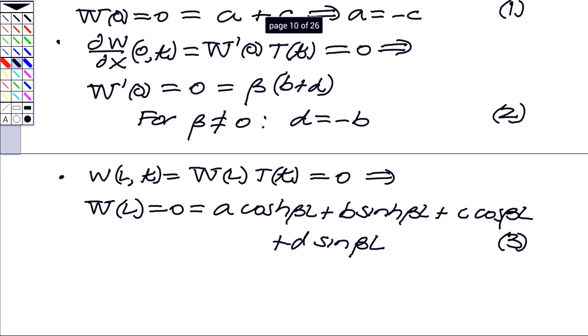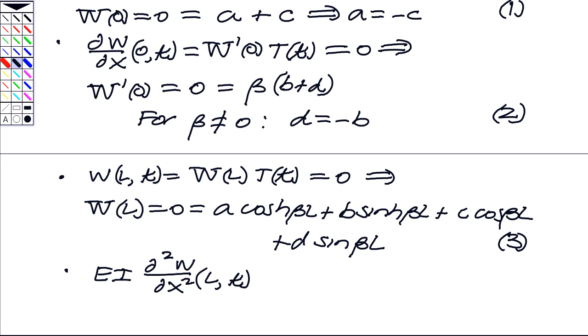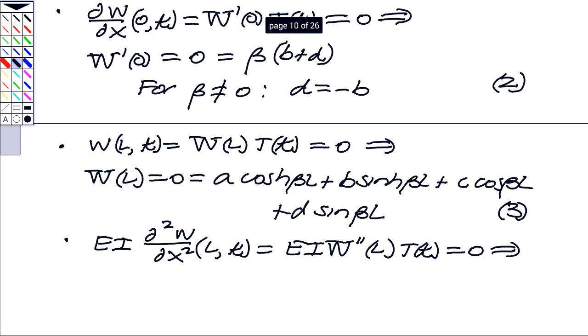And finally, there's a pin joint there, a roller connection. It says there's no bending moment applied there on the right-hand side. So EI times the second partial of W with respect to x at x equal to L, written in its separable form, W double prime at x equal to L, is 0. So therefore, for all time, it says that the second derivative of W with respect to x on the right-hand side must be 0.